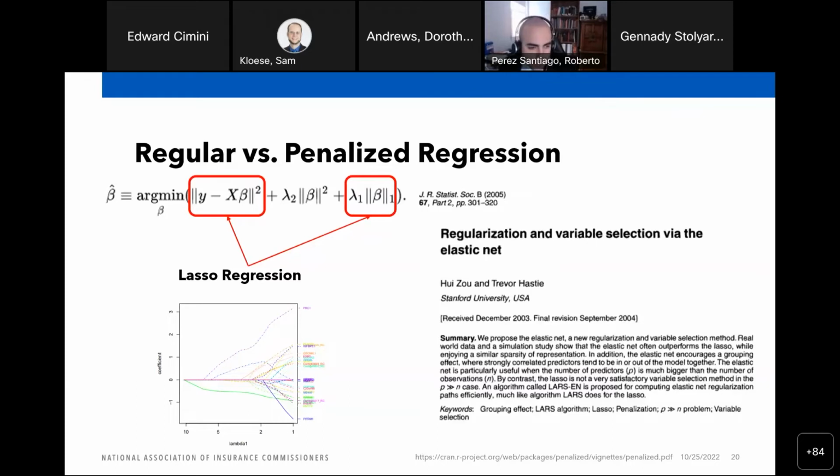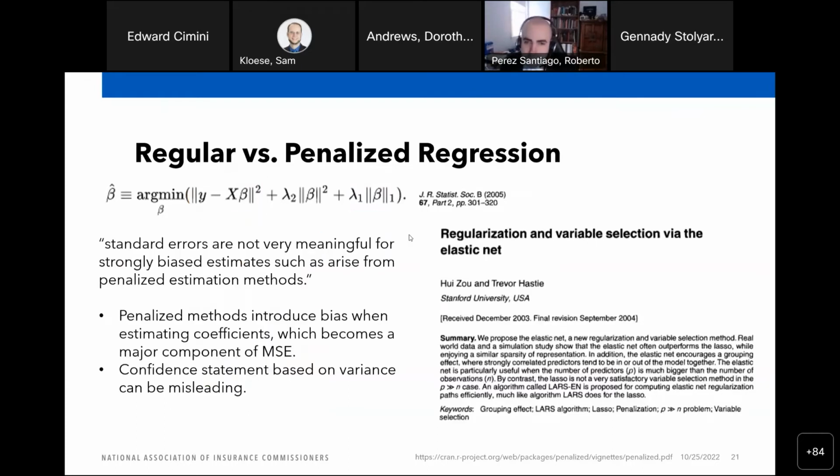If we go to the next slide, if we use penalized regression in R or Python, the vast majority of packages will not provide p-values as they would for a traditional regression methodology. And to quote the authors of the penalized R package, which is a package we can use to fit these models, "Standard errors are not very meaningful for strongly biased estimates, such as those that arise from penalized estimation methods."